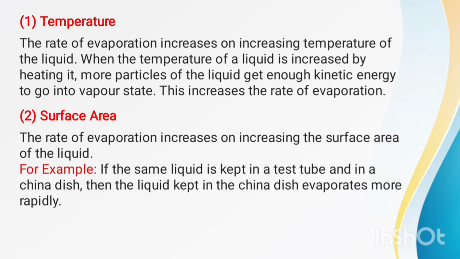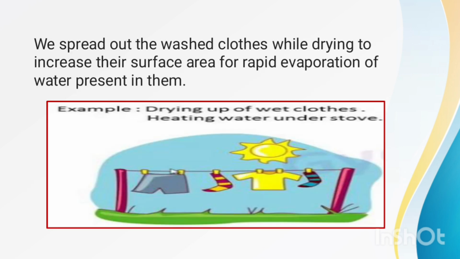Surface area. The rate of evaporation increases on increasing the surface area of the liquid. For example, if the liquid is kept in a test tube and in a china dish, then the liquid kept in the china dish evaporates more rapidly. We spread out the washed cloth while drying to increase their surface area for rapid evaporation of water present in them. Example, drying up of wet cloth, heating of water under stove.